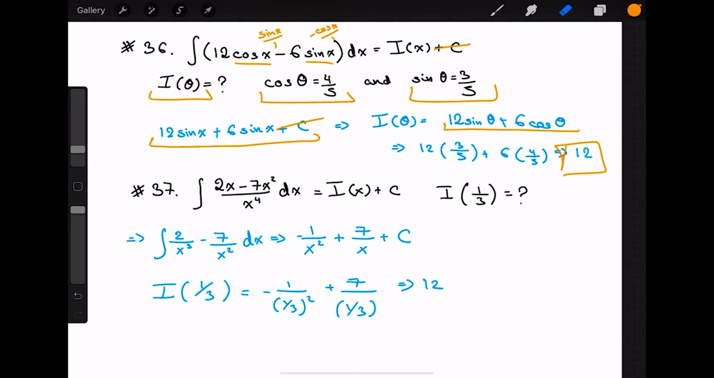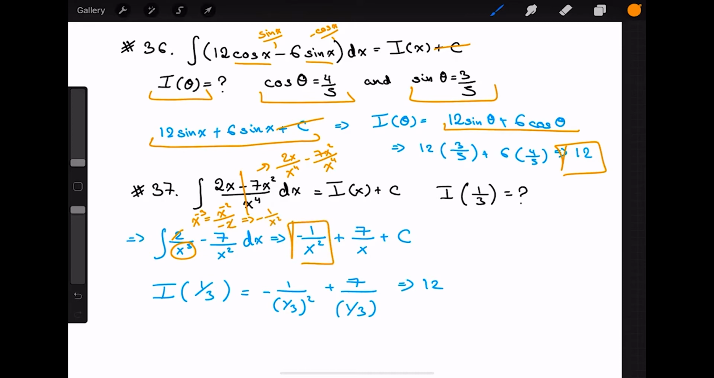What I prefer to do is to separate the equation. Rather than having it as a complete one, you'll have 2x over x to the power 4 minus 7x squared over x to the power 4. You can simplify this to get 2 over x cubed minus 7 over x squared. And then integrate as so. The integration of x to the power of negative 3 is x to the power of negative 2 over negative 2. The 2 in this case would cancel out, so you'll be left with negative 1 over x squared for the first part, as you can see here.